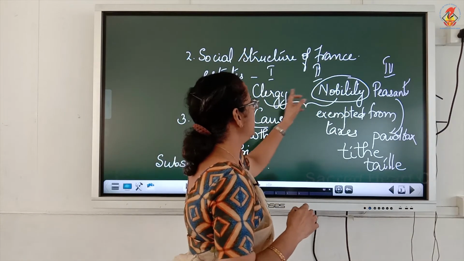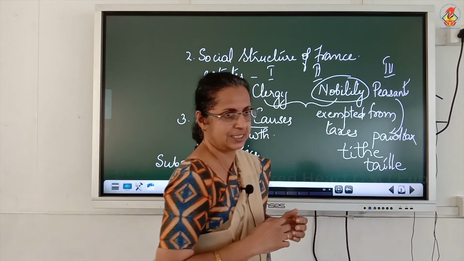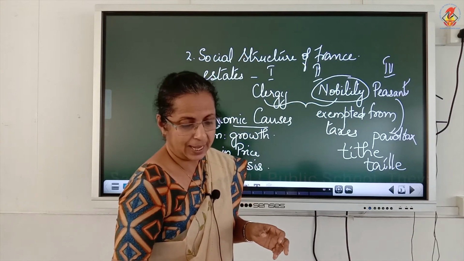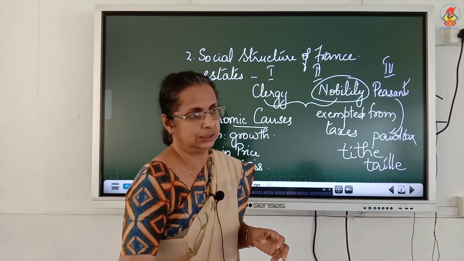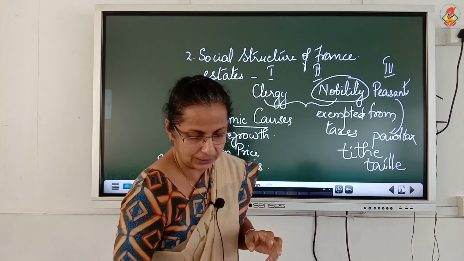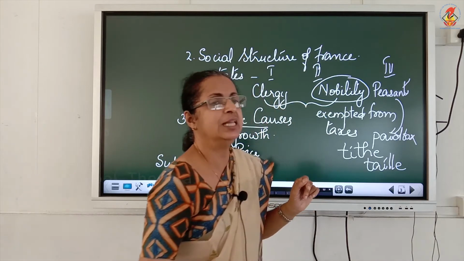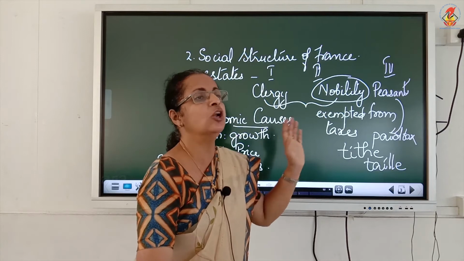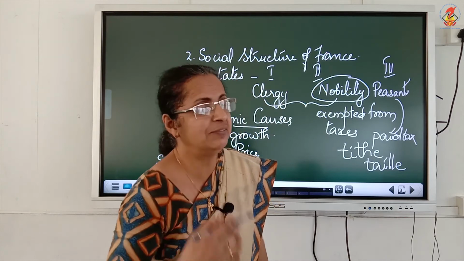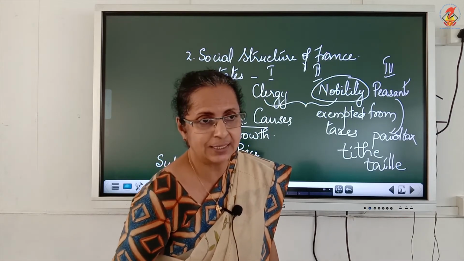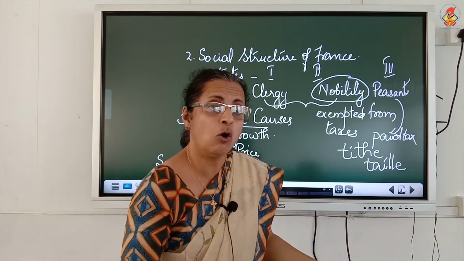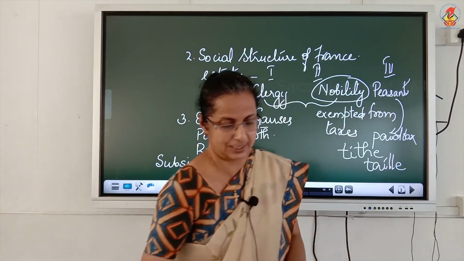Now the members of the first and second estates, the clergy and the nobility, they enjoyed privileges by birth. They belonged to noble royal families. So they enjoyed privileges by birth, and the most important was the exemption from taxes. They need not pay any taxes. The nobility or the nobles had an added privilege. What was that? They could collect taxes from the peasants. They did not pay taxes, but they also collected taxes from these poor people, the peasants.